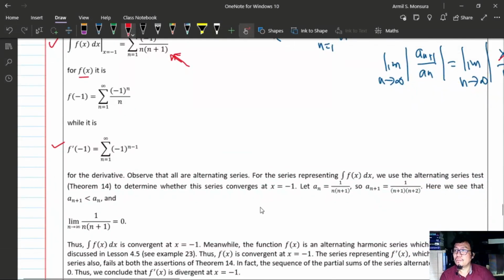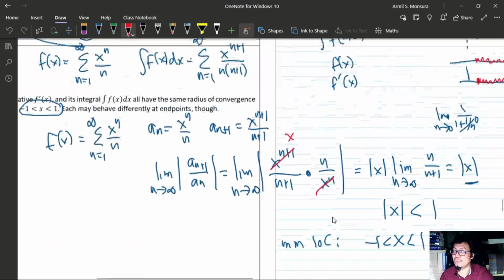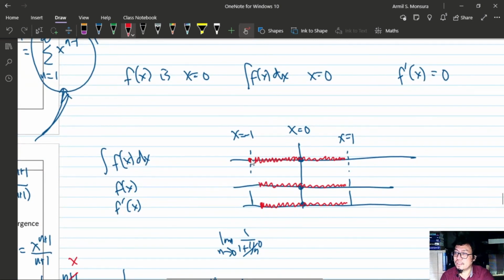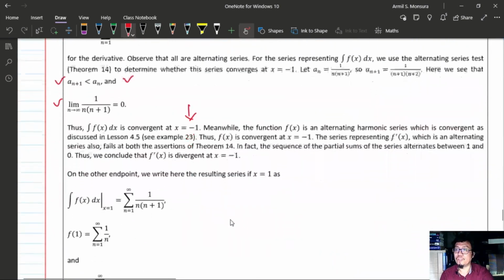By theorem 14, we find whether the succeeding terms are decreasing and if the nth term limit is 0. Both seem to be satisfied. Please verify. And thus your integral of f of x is convergent at x equals -1. So we can confirm now that your integral converges here. So we proceed with the other two.